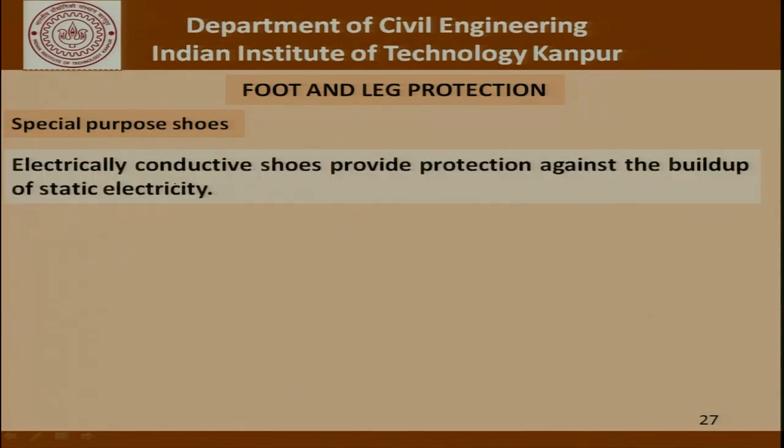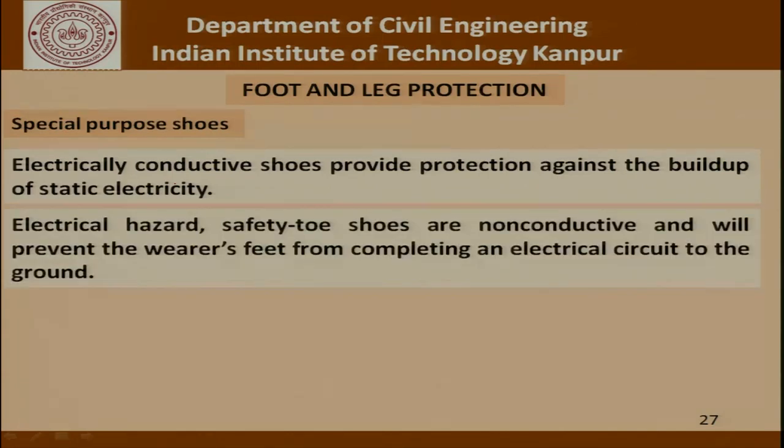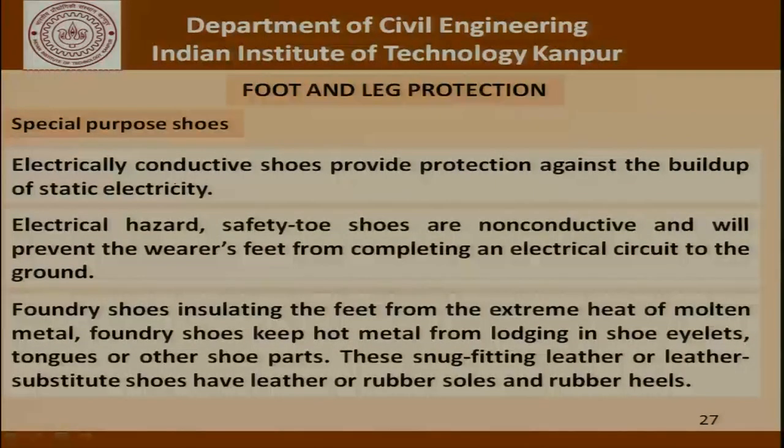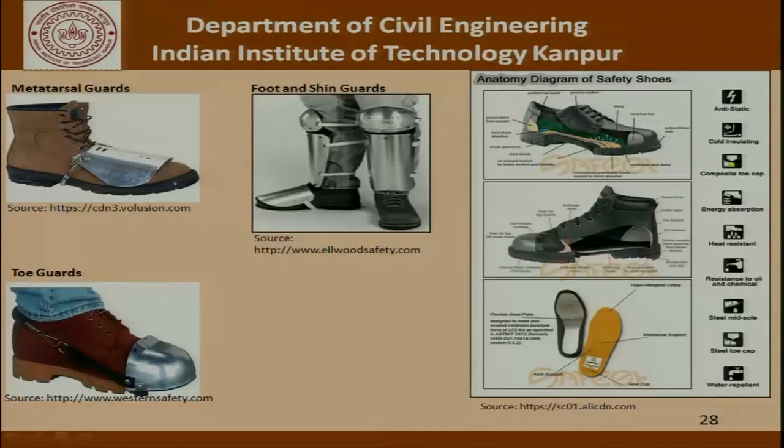Electrically conductive shoes provide protection against the buildup of static electricity. Electric hazard safety toe shoes are non-conductive and will prevent the wearer's feet from completing an electrical circuit to the ground. Foundry shoes, insulating the feet from extreme heat of molten metal, keep the hot metal from lodging in the shoe eyelets, tongues or other parts. These snug-fitting leather or leather substitute shoes have leather or rubber soles and rubber heels. And these are pictures of some of the shoes and foot protection equipment which are often used in the industry.